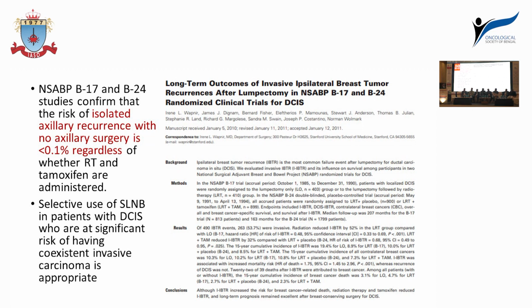So these are NSABP B17 and B24. They have suggested that for invasive ipsilateral breast recurrence post tamoxifen and radiation therapy, the chance of getting an invasive component is very less, and hence the long-term prognosis remains excellent after these two modalities in managing DCIS.